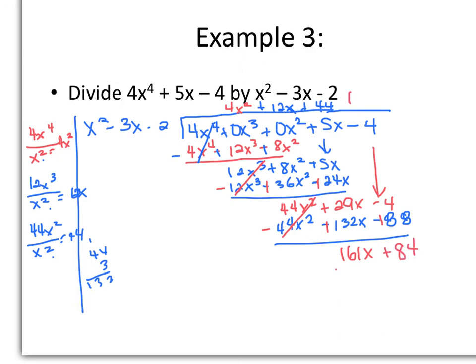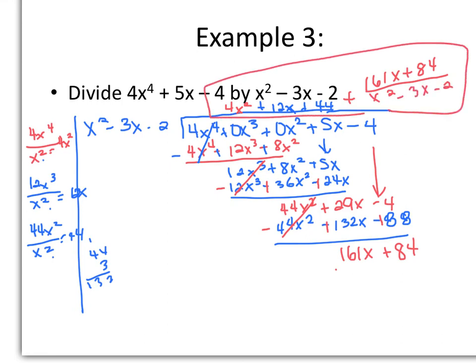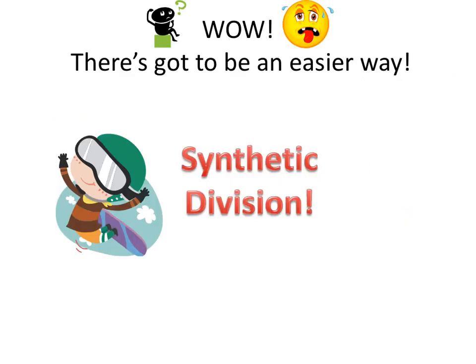So up here we put a plus sign. Put 161x plus 84. Make a big fraction bar and copy down what's outside: x squared minus 3x minus 2. And that's polynomial long division. Okay, we will work on synthetic division tomorrow, which is a little bit easier way.